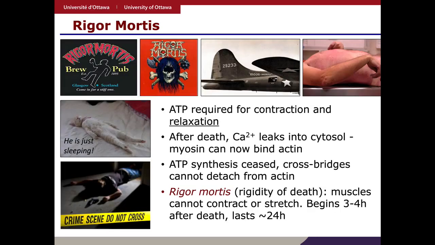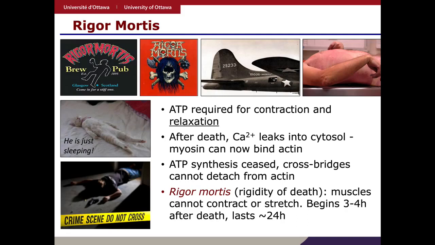If you search for images of rigor mortis, which means rigidity of death, you can find a pub, a band, a World War II era bomber, and even a few creepy photos of dead bodies. Immediately after death, muscles become flaccid because they no longer receive stimulation from motor neurons. Why do muscles become rigid after a period of time?